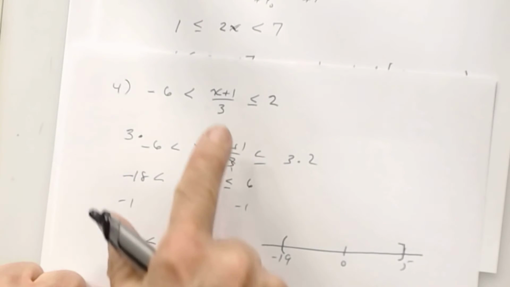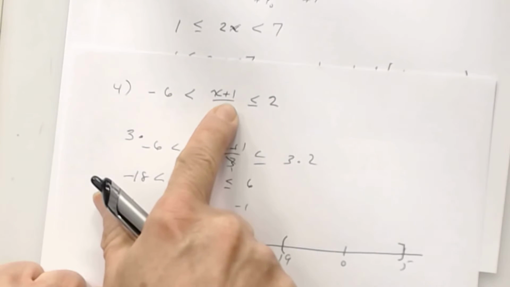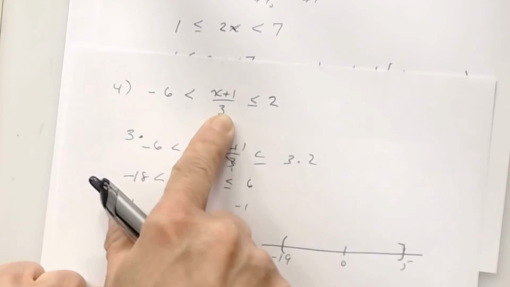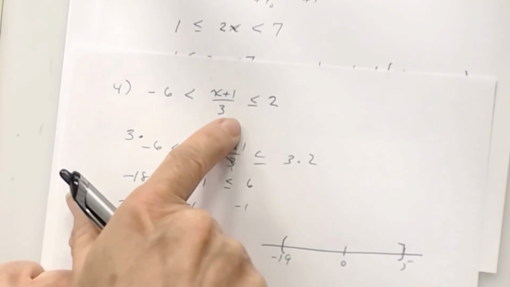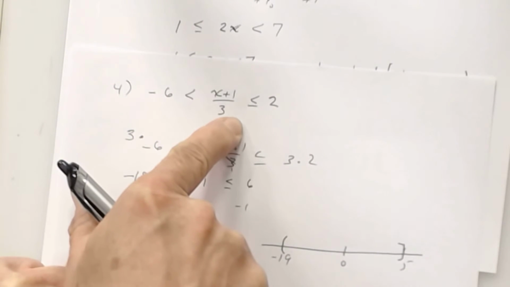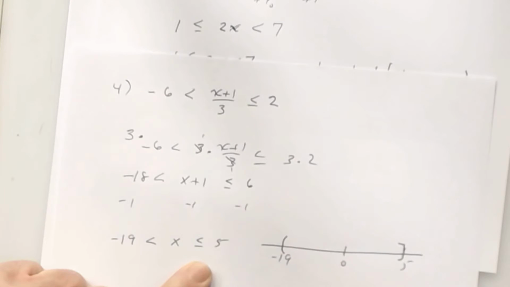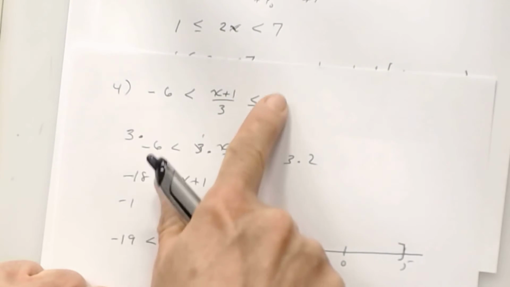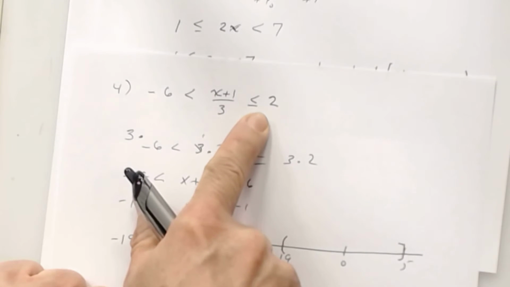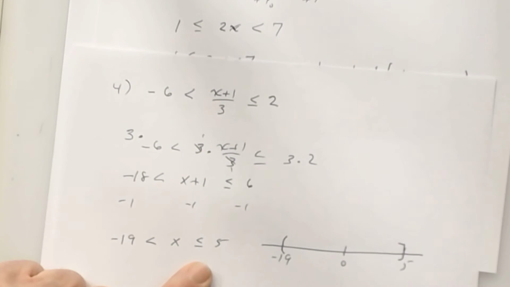Listen carefully to this. What's 11 plus 1? 12. What's 12 divided by 3? 4. Okay, now listen carefully. Is negative 6 less than 4? Yes. But why is it not a solution? 4 is not less than or equal to what? 2. Okay? All right, so that's why.